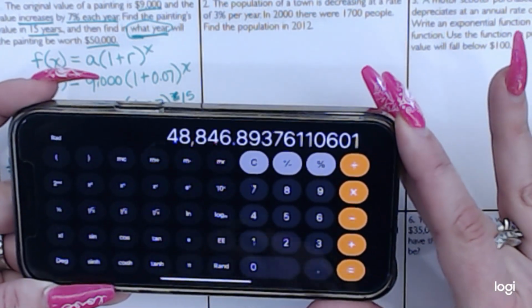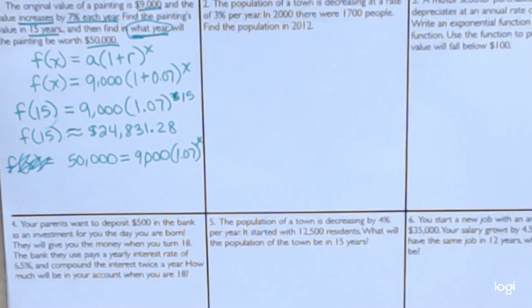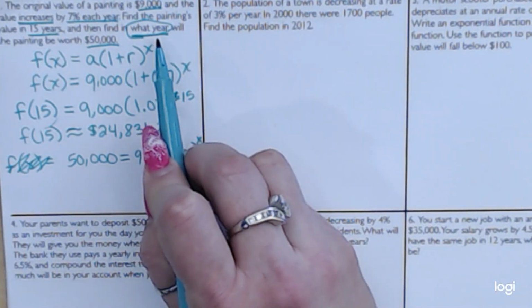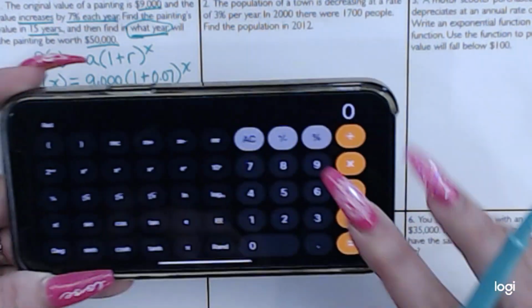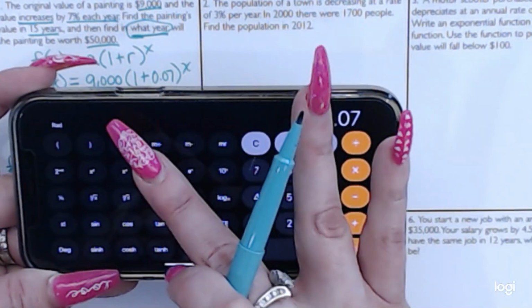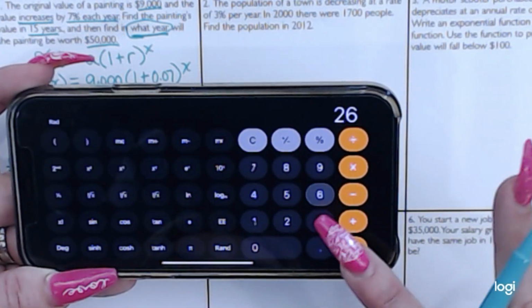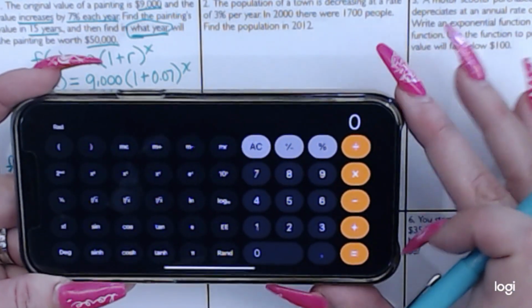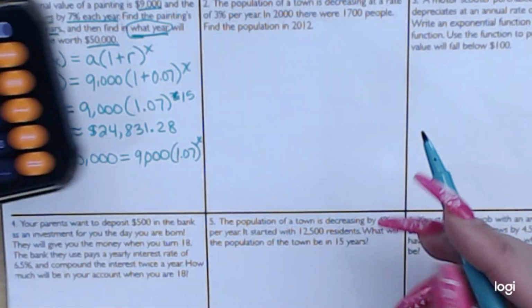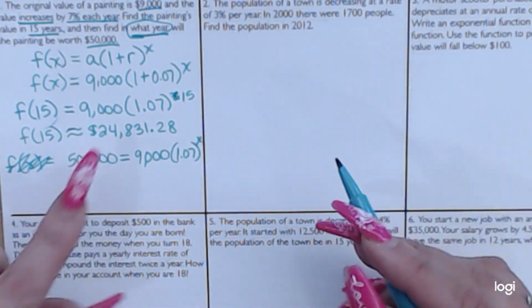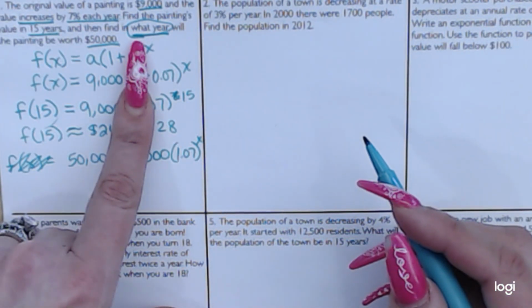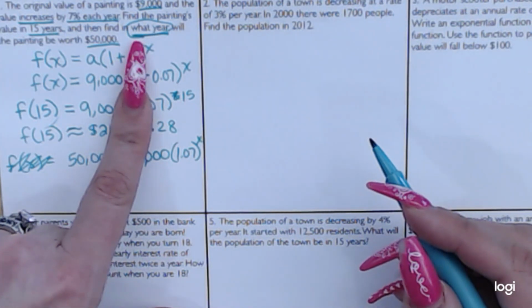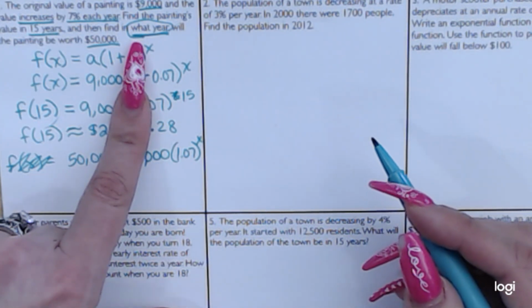And we're getting much closer. It says, what year will the painting be worth? So maybe it's 26 years. It's a little too much in both directions. So let's think about what would make sense. It says what year. Probably want to round it to the whole year.